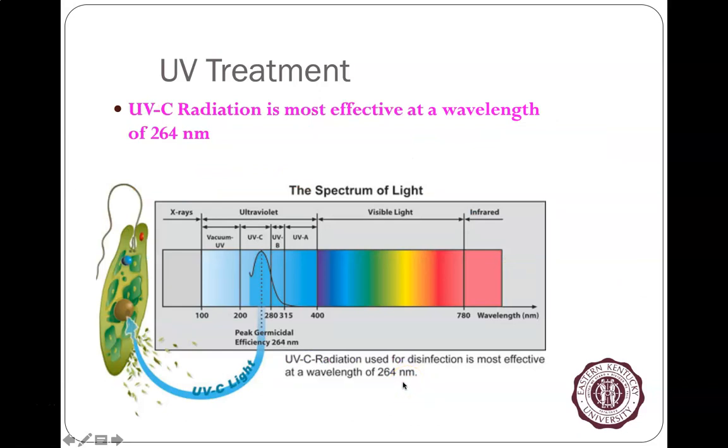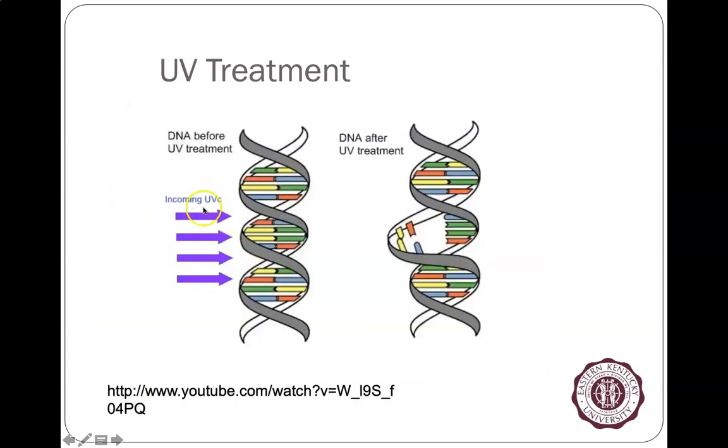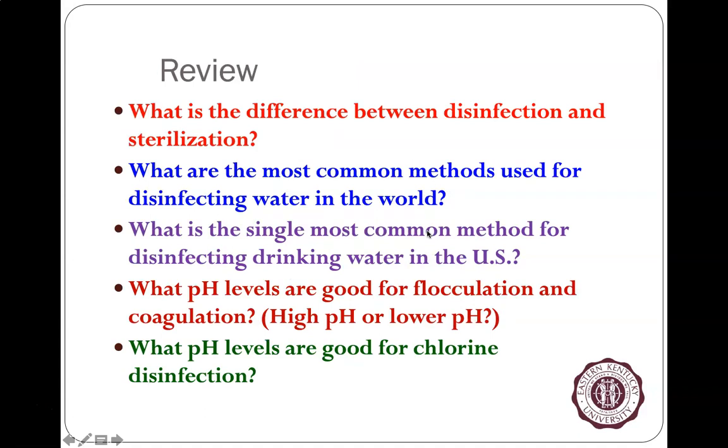In UVC radiation, of all the types of ultraviolet radiation, this one, UVC around 254 nanometers of light, is the most effective for having killing power. And UV works by breaking the DNA. So the thing may survive a little bit longer, but it's not going to be able to replicate in the event that a host ingests it or something like that. So we're going to go over the review here in the next video.